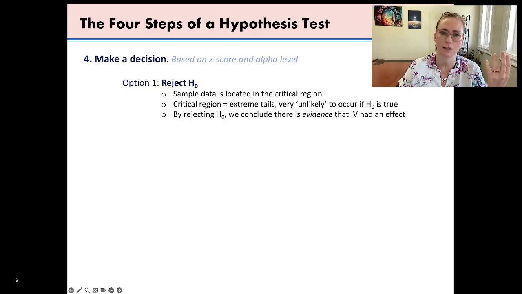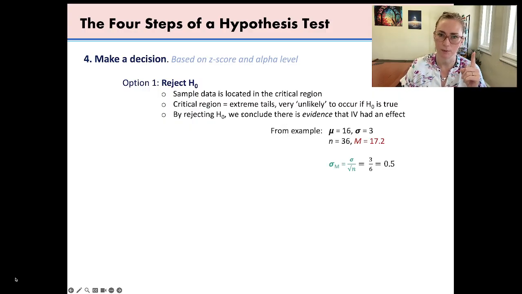So my sample data is in fact located in the critical region, right? It is very unlikely to occur if H null is true. And by rejecting, I conclude there is evidence to support it. That's option 1. That's the option that we like.